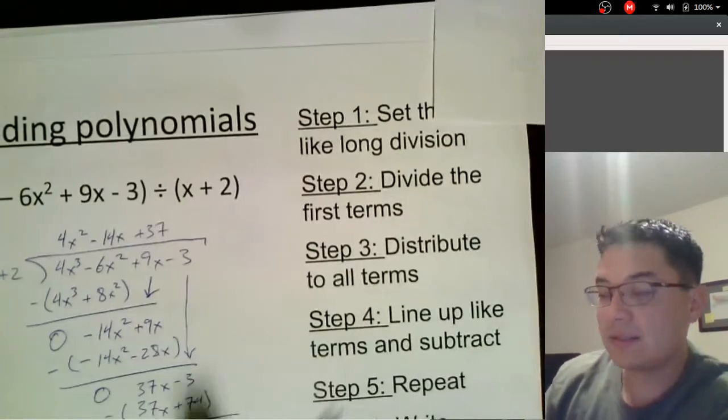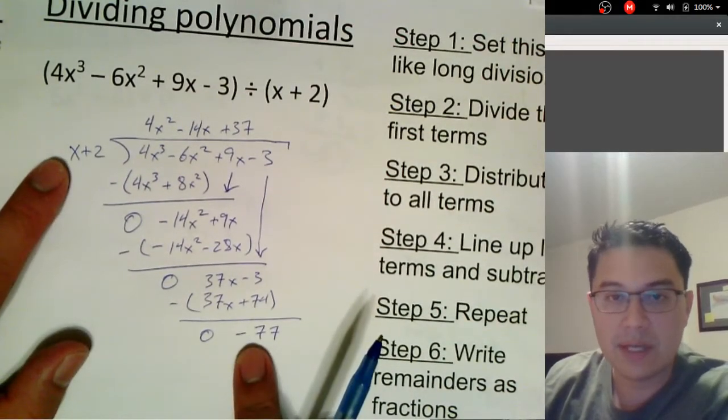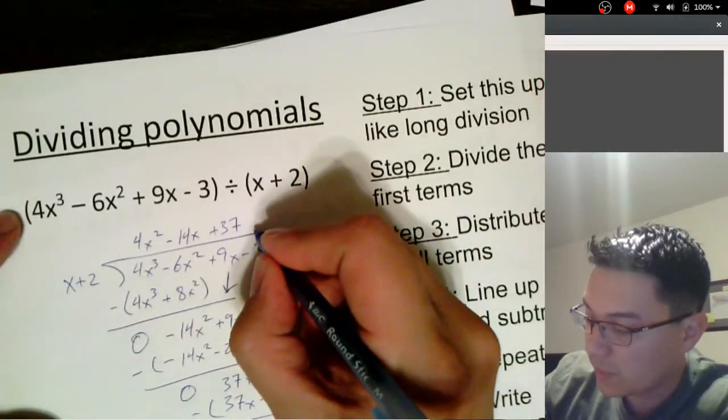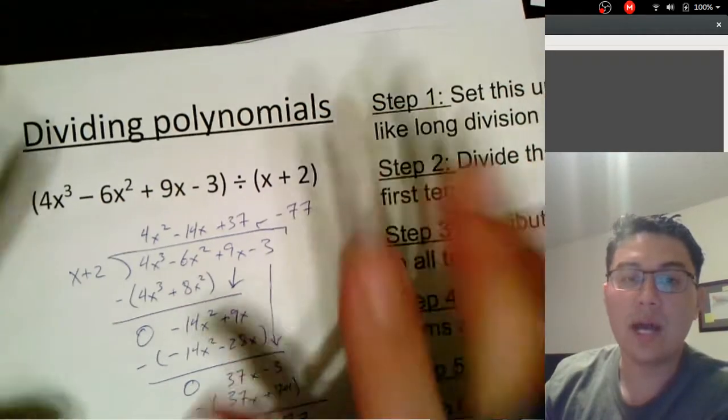Okay. X does not go into negative 77. Let me scoot this up now so you guys can see. There we go. X does not go into negative 77. So we have a remainder of negative 77, and we put that up here. Remainder of negative 77.